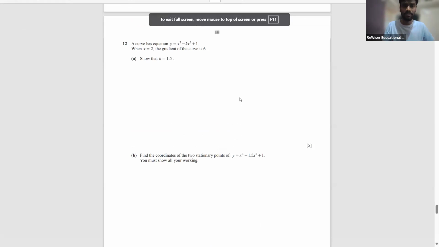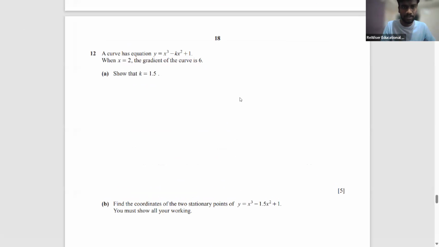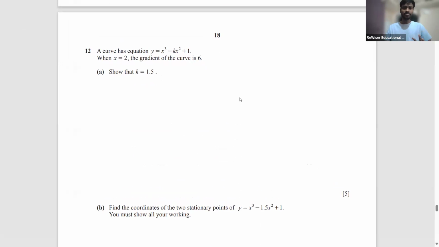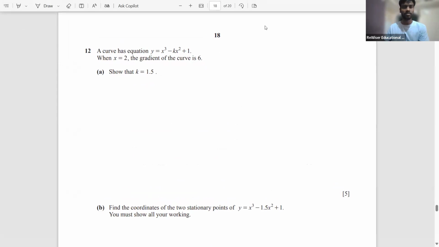Here we have another question. The equation of the curve is given. When x is 2, the gradient is given as 6. This means, using the concept of differentiation, when x is 2, dy by dx is going to be equal to 6. And this is something that we can substitute and solve.